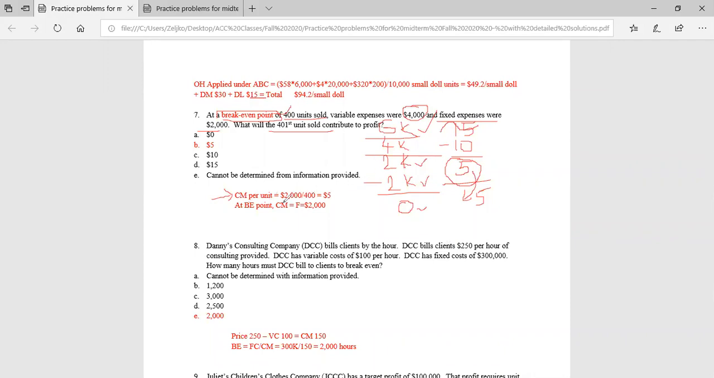Now, here the solution says simply, well, if you know your break-even in units formula, you say fixed cost divided by CM per unit. Well, you know this amount, that's 2,000. And you know this amount, that's 400. So this amount is 5. Right, it's here. 2,000 divided by 400 is 5. And why? Well, because contribution margin, as we can see here, is the same as fixed cost. It has to be the same at break even.